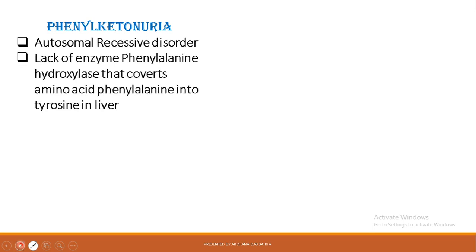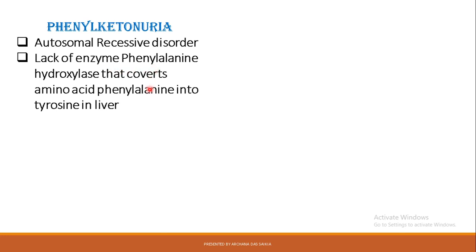Now we will move on to the next type of disease, quite similar. The inheritance pattern is quite similar. It is phenylketonuria. This is also an autosomal recessive disorder. Why does it happen? It happens due to lack of enzyme. The person who is suffering from phenylketonuria, in his or her body, the enzyme phenylalanine will not be produced.